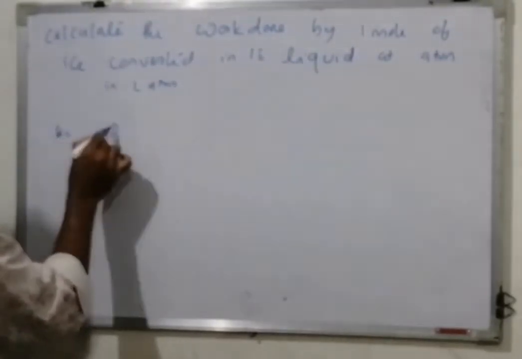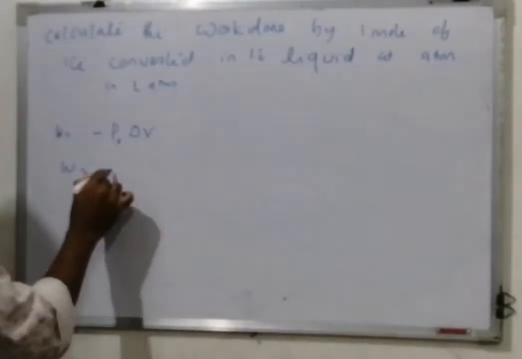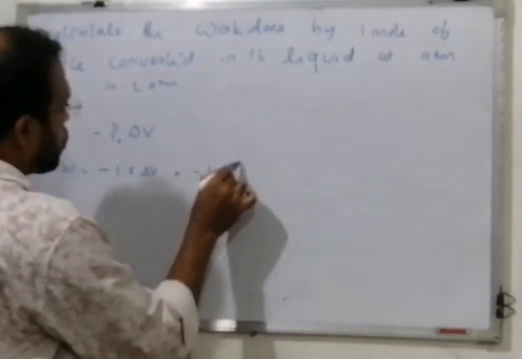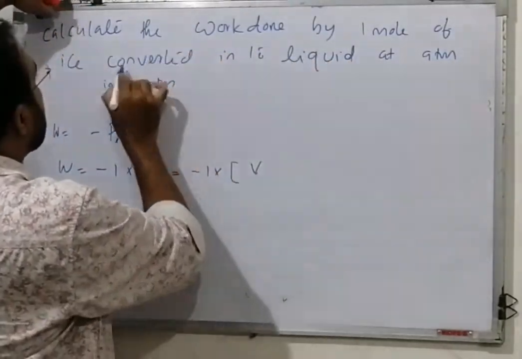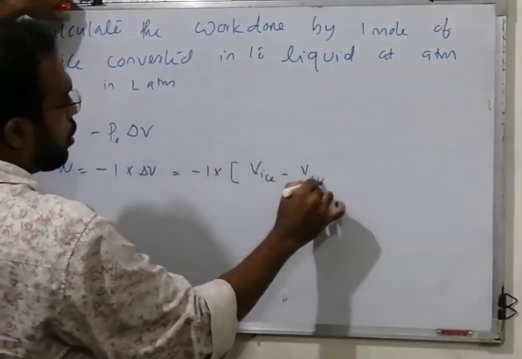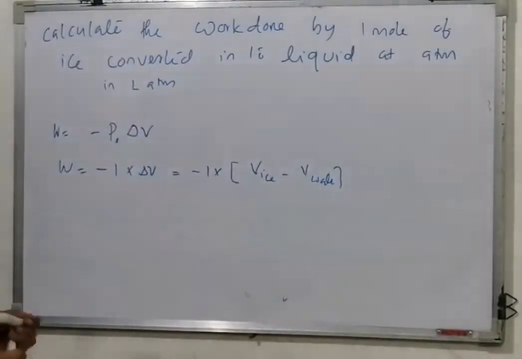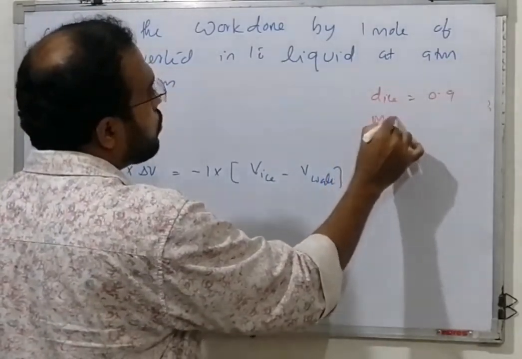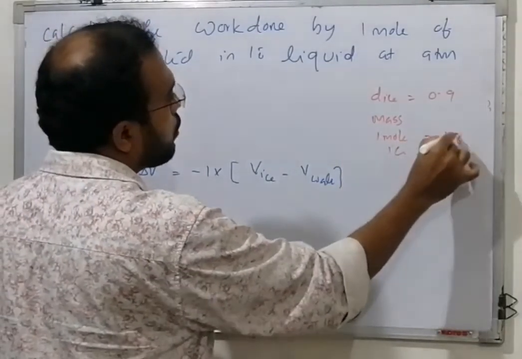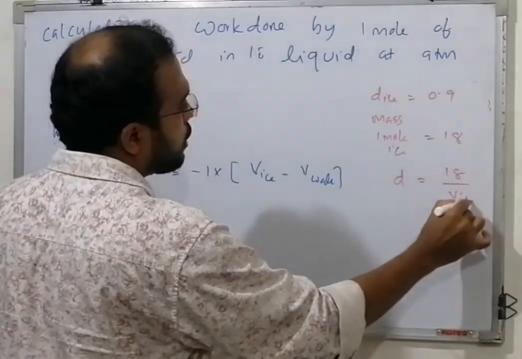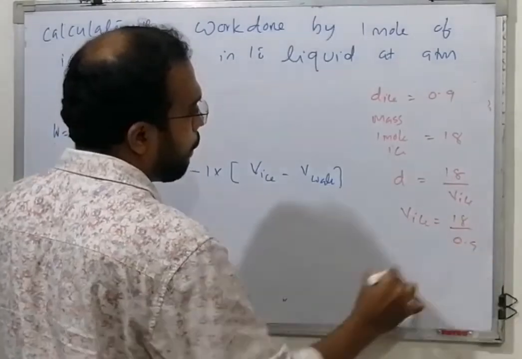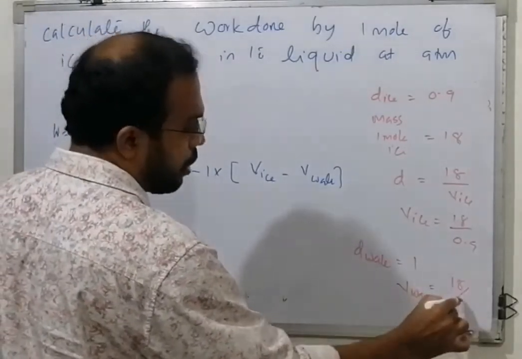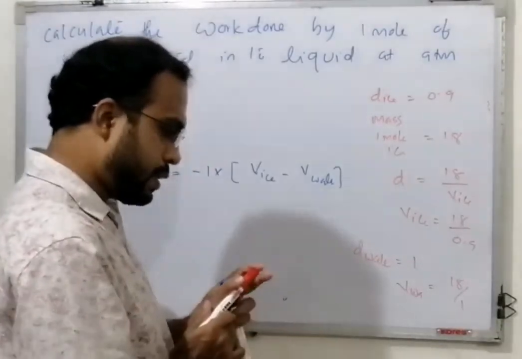W is equal to minus P delta V. W is equal to minus 1 into delta V. We know what delta V is: minus 1 into volume of water minus volume of ice. For 1 mole, what is the volume of ice? Density of ice is equal to 0.9. Mass of 1 mole of ice is equal to 18. Therefore, density is equal to 18 divided by volume of ice. Therefore, volume of ice is equal to 18 divided by 0.9. Density of water is equal to 1. Therefore, volume of water is equal to 18 divided by 1. Am I correct? Yes.